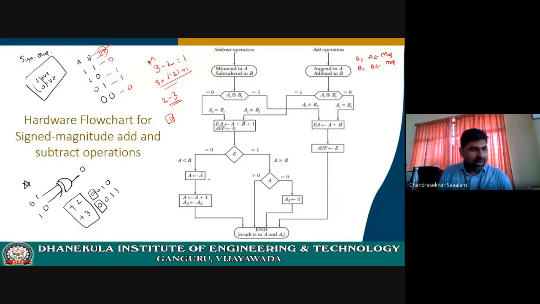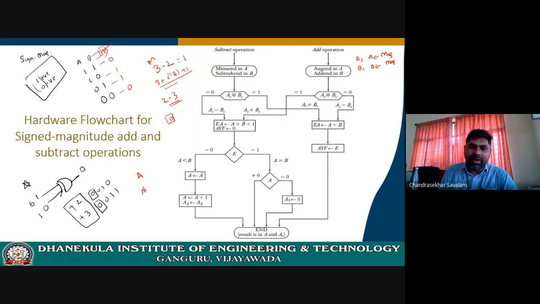That means, see here, how are you going to get the minus sign, students? How are you going to get the minus sign? Before that, you need to first take the 2's complement of the result. How are you going to get the 2's complement of the result? The result is stored in the A register. How to get the 2's complement of the result?